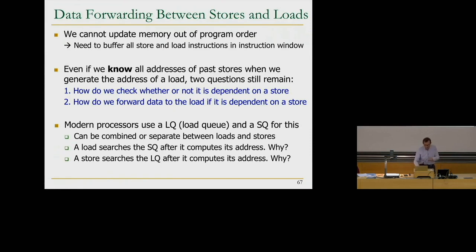The second one is needed if you're doing prediction, so that you can check your prediction. If you predicted this load is independent and you've executed it, but then the store address became available, the store needs to check if any of the loads got the wrong value because they were predicted to be independent of the store. I'm not going to talk about the second case, but it's also needed if you're doing intelligent prediction. But the first case is needed even if you're not doing prediction. You just want to be able to decide whether this load is dependent on a store, even assuming that you know the addresses of all of the previous stores.